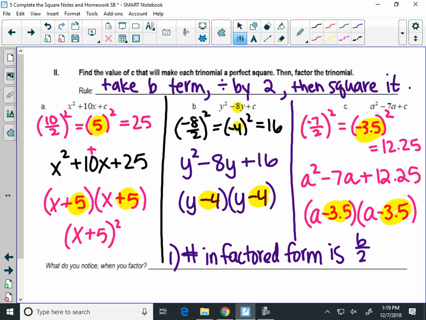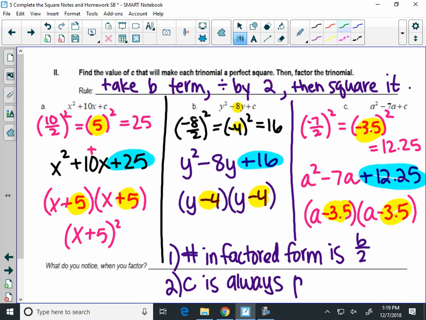The second thing I want to notice here is, what do you notice about the C, the thing we put on the end every time? Other than it's the half of the middle squared. It's a perfect square, yeah. And I'm looking for, is it positive or negative? It's always positive. Why do you think it's always positive? Because you squared a number, right? So C is always going to be positive. Even if the middle term is negative, when you square positive or negative, it's always positive. So it should always be plus something.